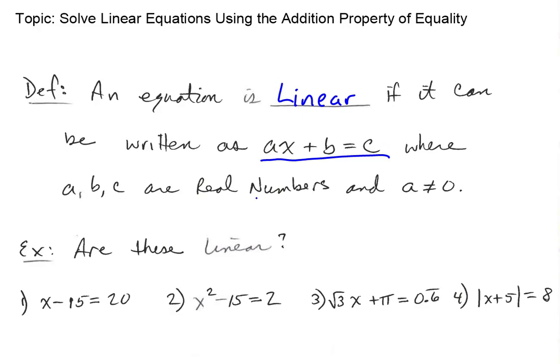a is not 0. So real numbers just means a, b, and c will typically show up as numbers, not as the letters a, b, and c. But x is the variable in this equation, and notice that it's a single power of x. It's just x to the first. That's part of the definition as well.